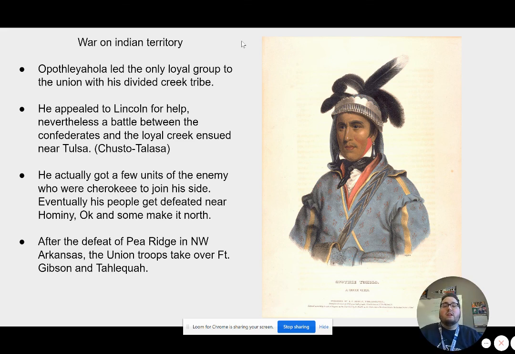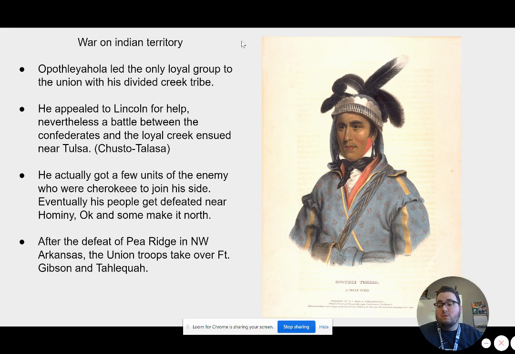Like I mentioned, he wrote Lincoln, and he didn't really expect Lincoln to write back to him, but Lincoln eventually does and tells him to try to make it to a military fort in Kansas. So he's trying to flee along with a lot of his people to Kansas, and the Confederacy and the Creeks do not want him to do that, so they start chasing Apothleyohola and his people. They eventually run him down in three areas, and they start trying to kill the children, the women, the men, anybody they can find that's a part of Apothleyohola's tribe.